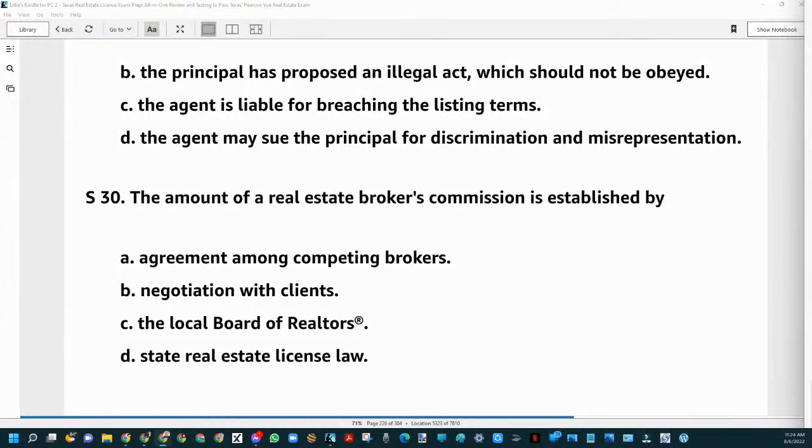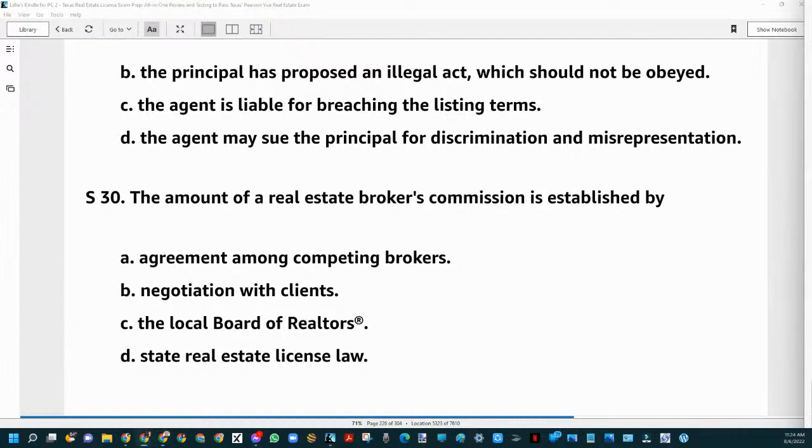A, agreement among competing brokers. B, negotiation with clients. C, the local board of realtors. Or D, state real estate license law. Hey, y'all are with it. Quick answers. Yes, it's negotiable, right? Negotiable with the clients.